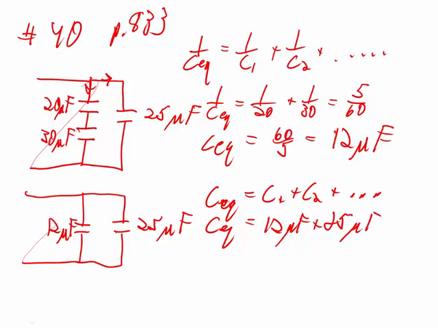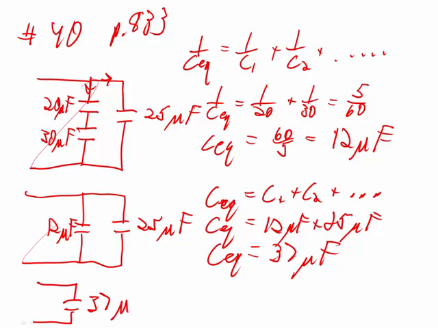I don't know what's going on with my pen. It's lagging behind. We get 37 microfarads. Everybody agree? 37 microfarads. Now let's draw our final circuit. It's going to look like this. You're going to have one capacitor, and that's 37 micro, that's 10 to the negative sixth farads. So that is the equivalent capacitance for that circuit.